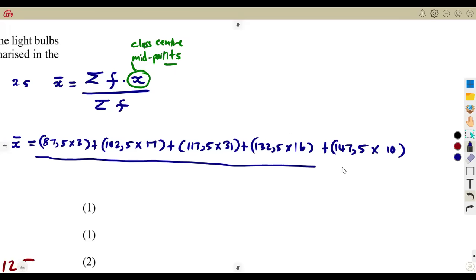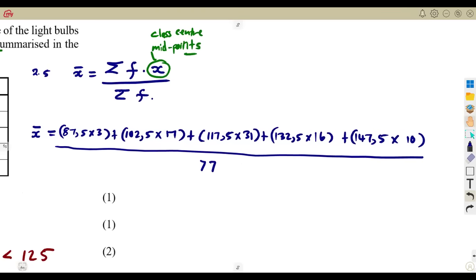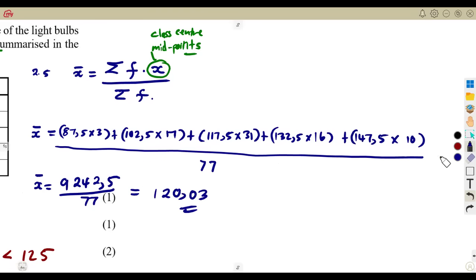Everything divided by the total frequency. Remember, the total frequency is the number of all these light bulbs, the total frequency that we added before. Remember, we got 77. So that was going to be the calculation there. So on top, multiplying and adding these, we are going to obtain 9,242,5, everything over 77. Then to 2 decimal places, it was going to give us 120,03 as our mean.